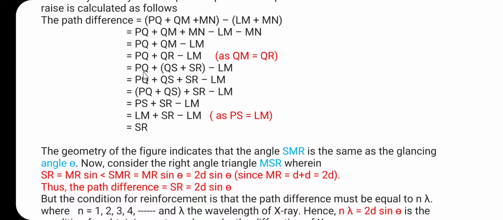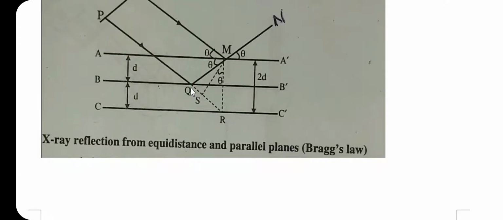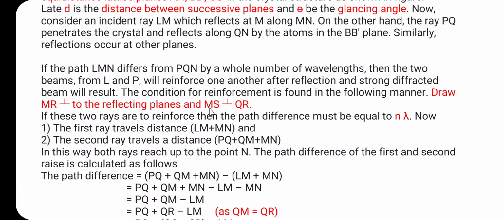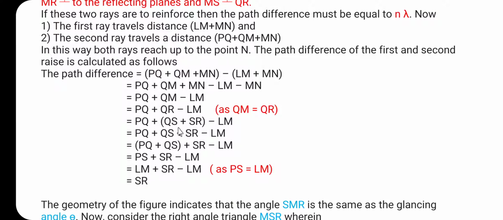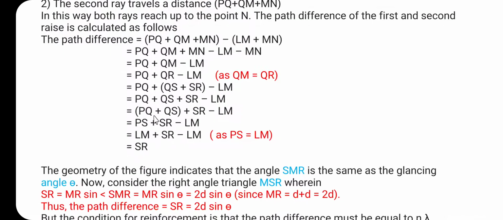So the equation can be written as PQ plus QS plus SR minus LM, because QR is equal to QS plus SR. So the equation is PQ plus QS plus SR minus LM. Then PQ plus QS is PS, so we have PS plus SR minus LM.